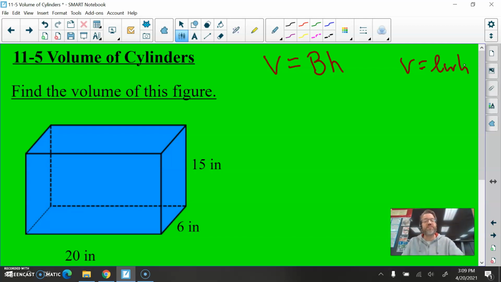Yes, but see, length times width, here's your length, here's your width. Length times width is just giving you the area of the base. You're just finding the area of this one face here, the base, length times width. And then you take that times the height over here. So volume of any prism is just big B times H, big B being the area of the base.